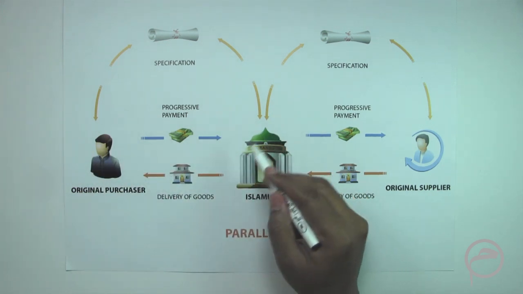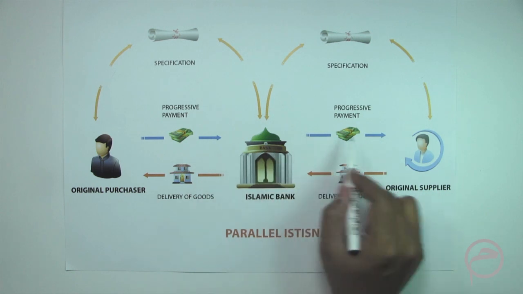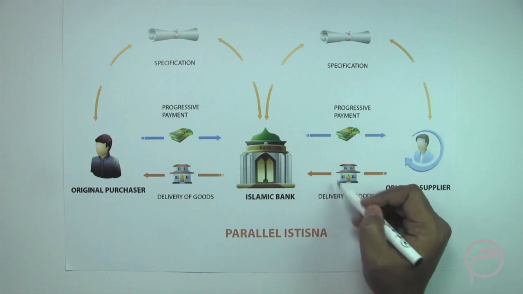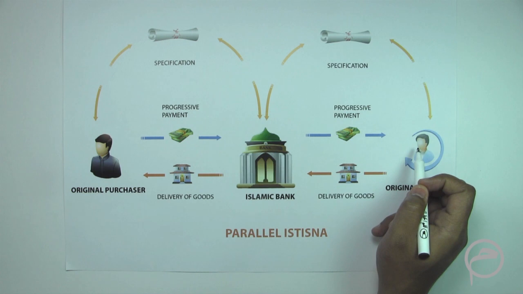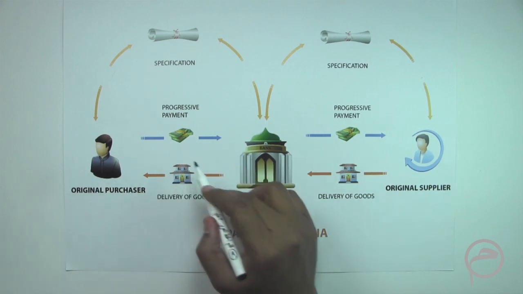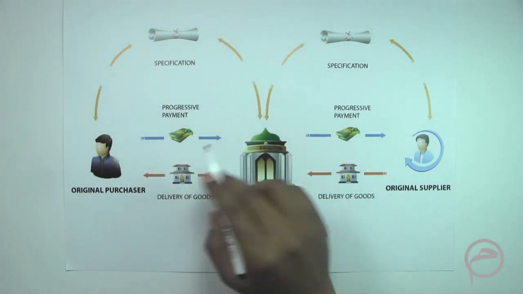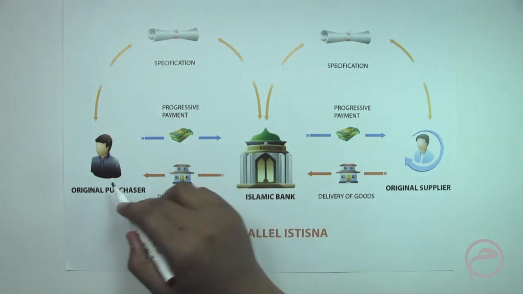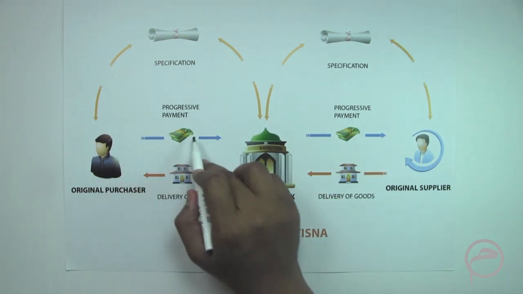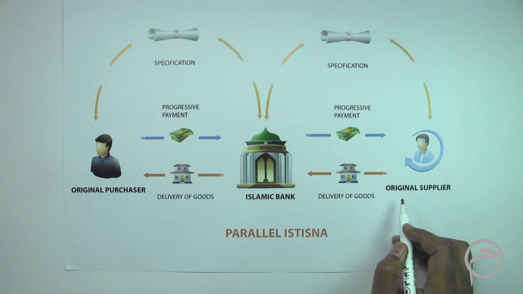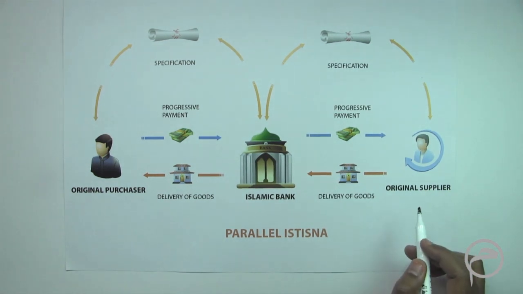The profit margin for the Islamic bank is the difference between this rate and this rate. The rate at which the Islamic bank purchases the goods from the supplier under the Istisna agreement, and the rate at which the Islamic bank sells the same goods to the purchaser through again the Istisna agreement. So that difference is the profit for the Islamic bank. The advantage to the customer is, of course, he gets a chance to make progressive payments, not upfront immediate payment. So this is basically a simple structure of how Istisna financing is done for customers.